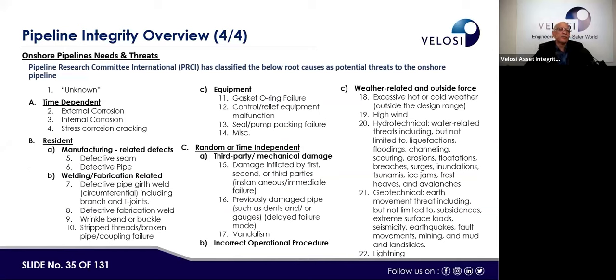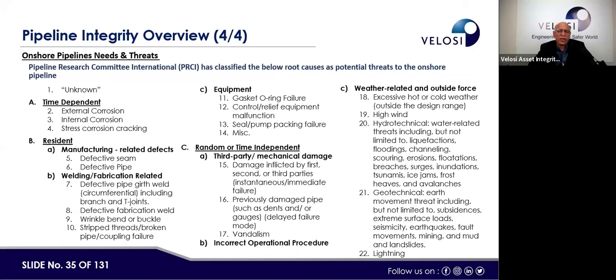Then another question: how many threats are applicable? If we try to classify both time dependent and time independent kinds of damage mechanisms, there are altogether 22 threats. If we see those 22 threats, then the first one, when we say unknown, it means there's a mixture of all of the 21 damage mechanisms it could be. Then time dependent means external corrosion, internal corrosion, stress corrosion cracking. Then resident means the manufacturing related defects or dormant defects, which are defects in the weld seams or the base metal of the pipe as well.